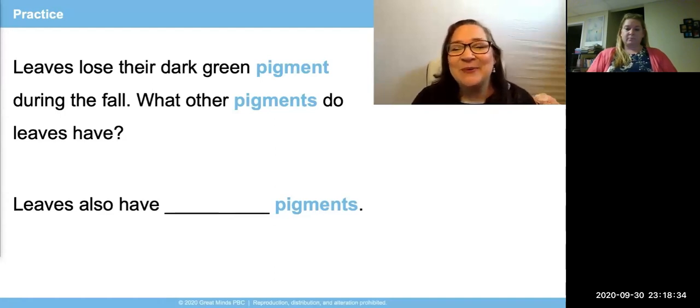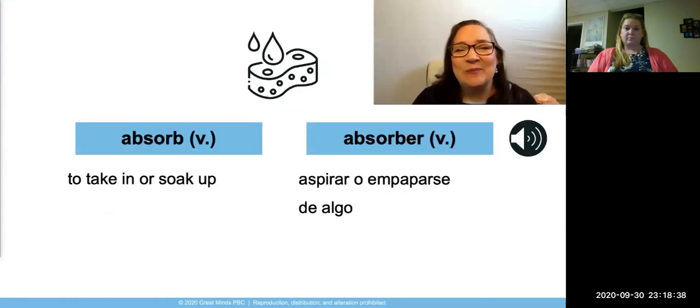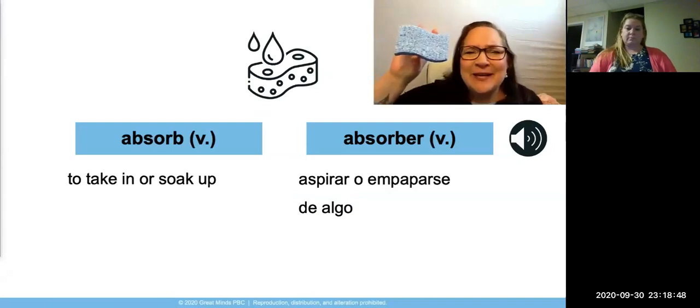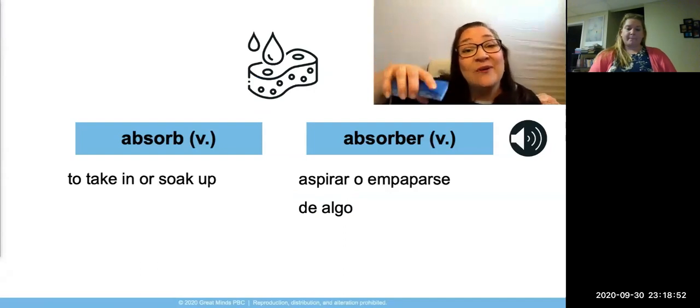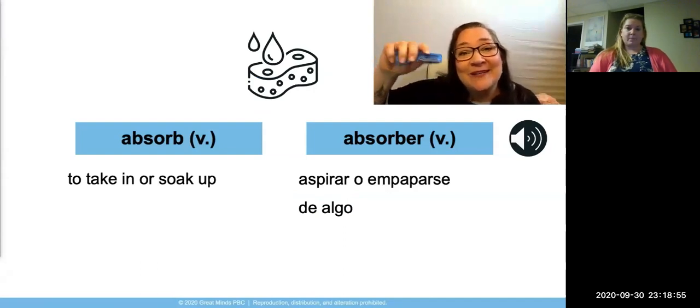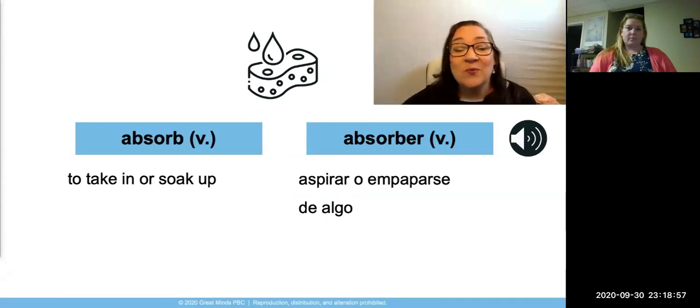I hope so. Our last word is absorb. Absorb is a verb. The definition is to take in or soak up. I love this icon because it is a sponge, and sponges soak up water or they take in water. They absorb. So when you see that icon, that can help you remember the word absorb.